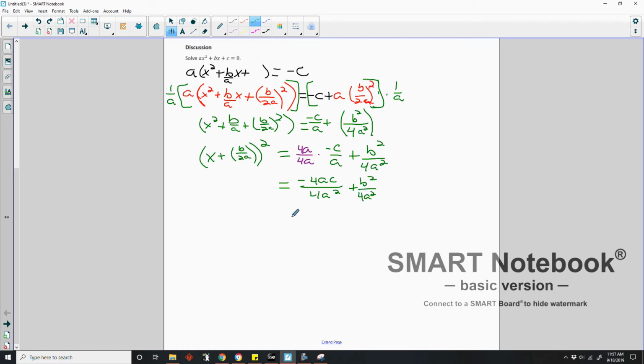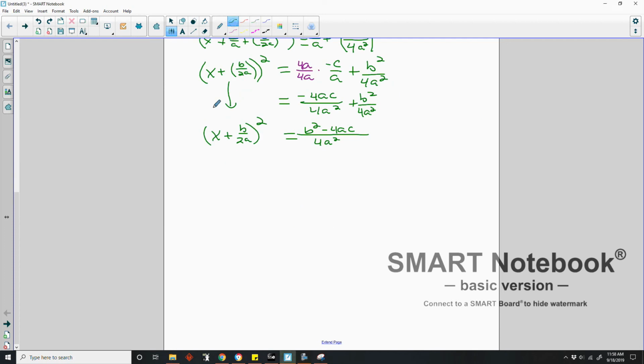Now my denominators are the same, so I have negative 4ac plus b squared, or b squared minus 4ac, all over 4a squared. And I'm just going to bring this down. All I'm doing is bringing this down: x plus b over 2a quantity squared. All right.